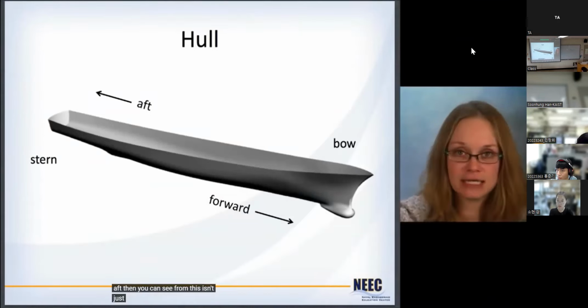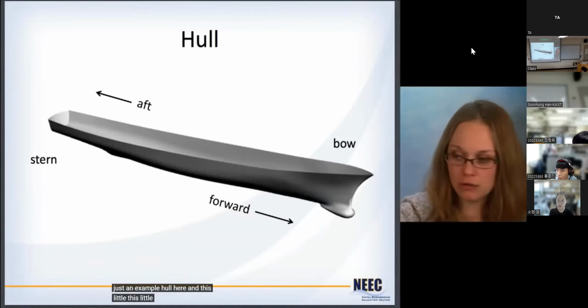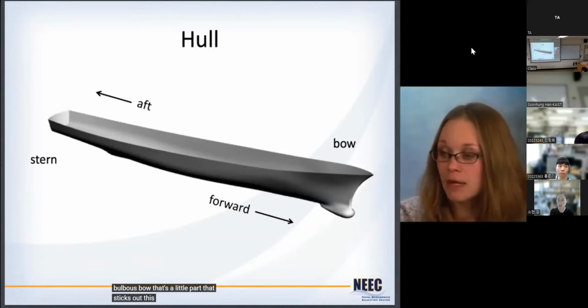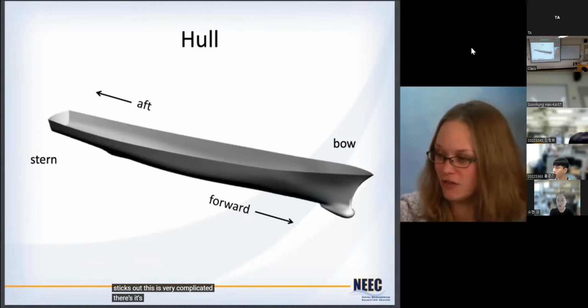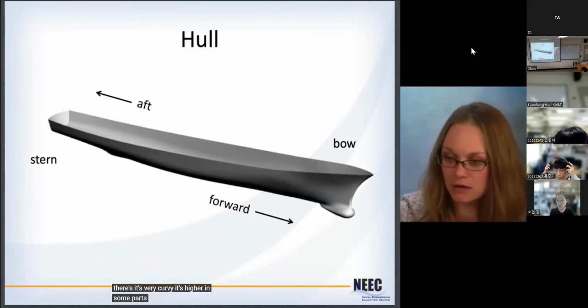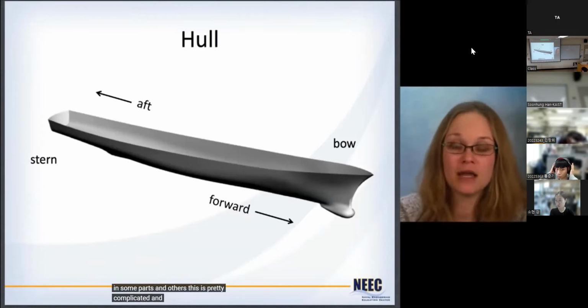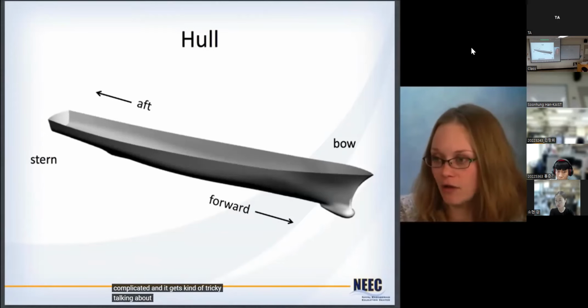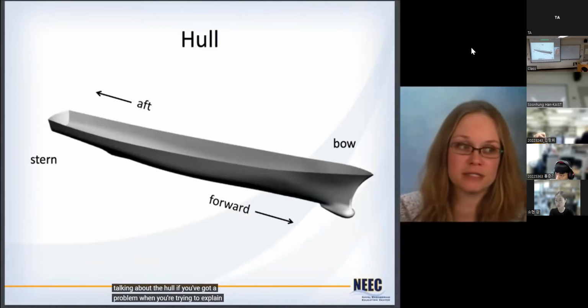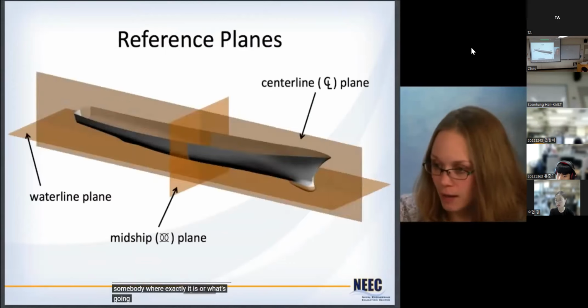Now you can see this is just an example hull here, and there's a bulbous bow. That's the little part that sticks out. This is very complicated, right? It's very curvy, it's higher in some parts than others, it's narrower in some parts than others. And it gets tricky talking about the hull if you've got a problem and you're trying to explain to somebody where exactly it is or what's going on.